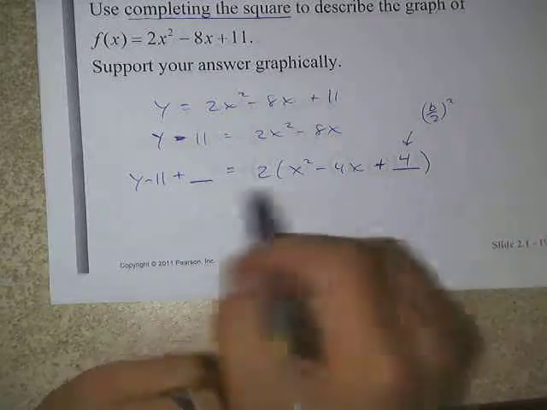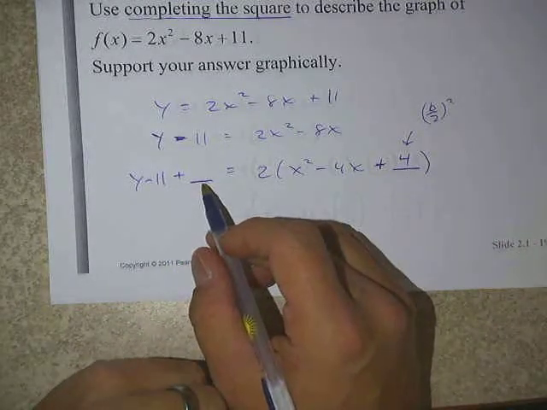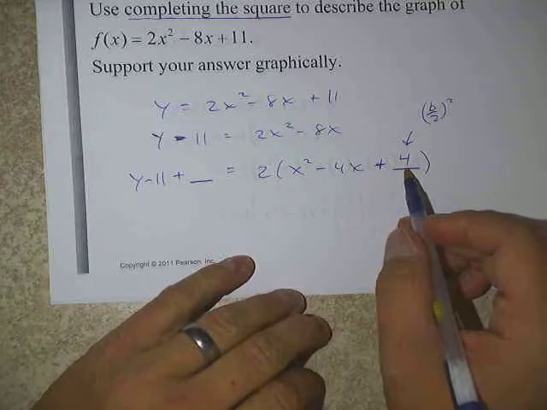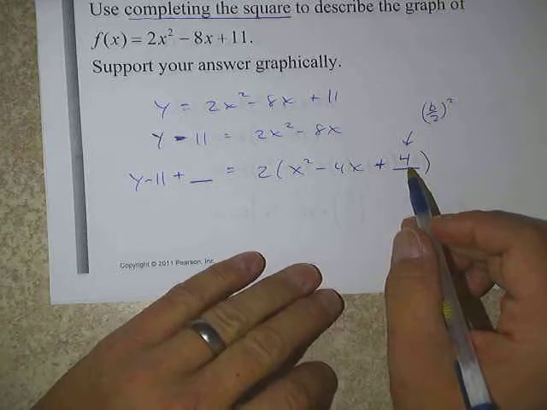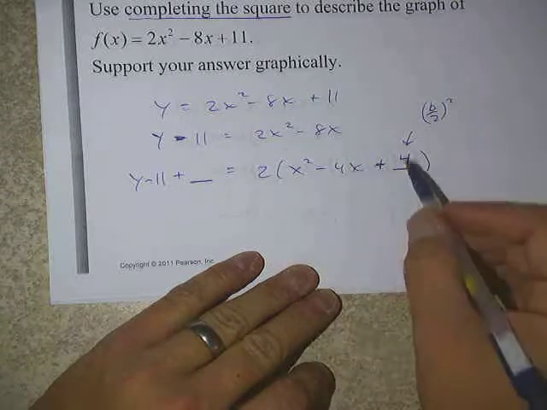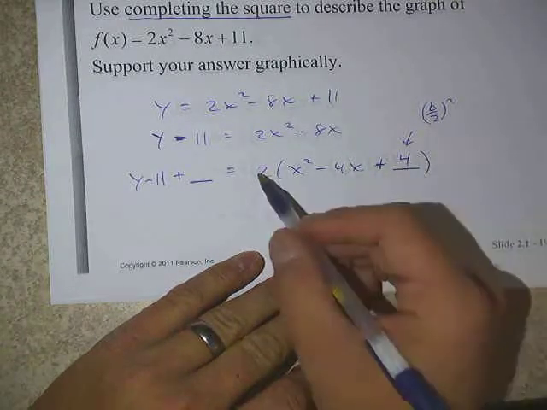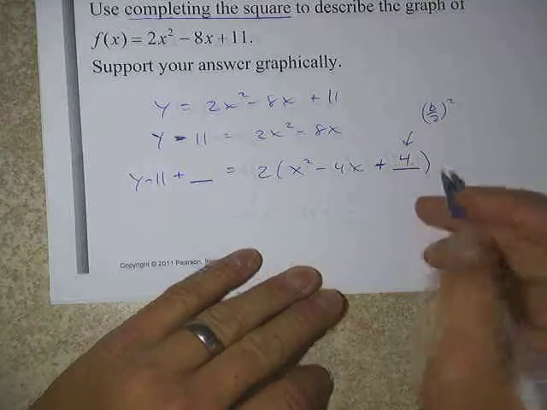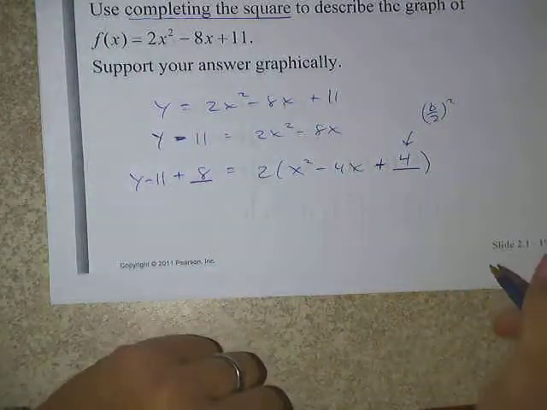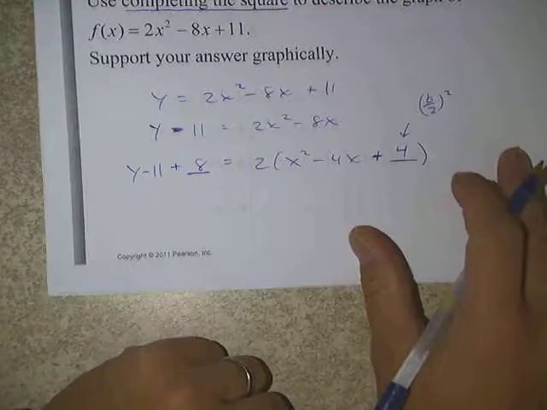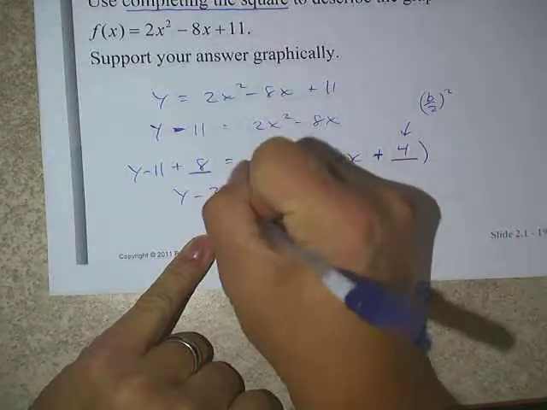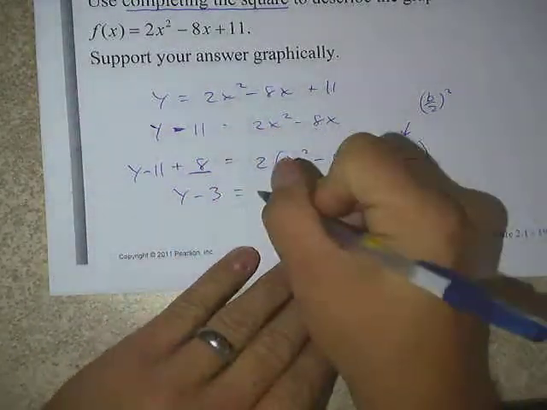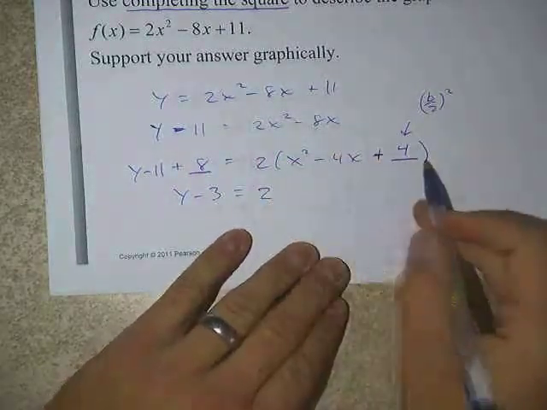Now, once we do that step, we also need to do that over here. But here's where we have to be careful, because on the right side, we put a 4 in the blank. But did we really add 4 to the right side? What did we really add? Yeah, we really added 2 times 4, didn't we? So that means we need to put an 8 here. So we added 8 to the right, so we're going to have to add 8 to the left. Simplifying the left-hand side, I'd get y minus 3.